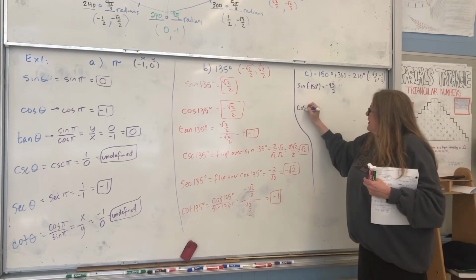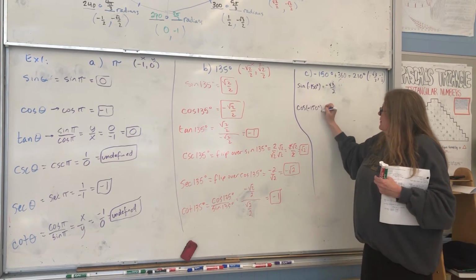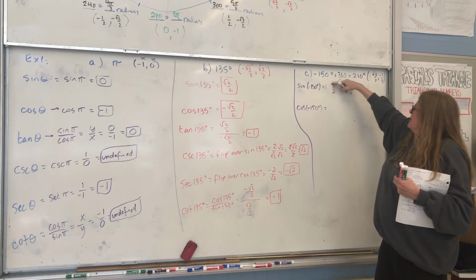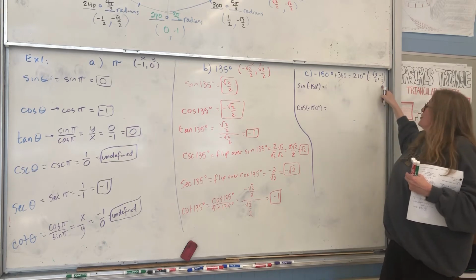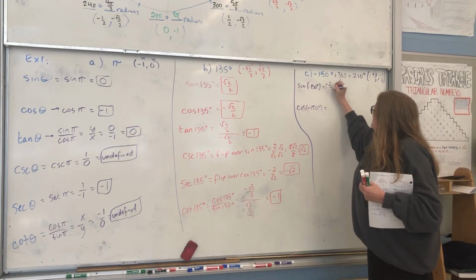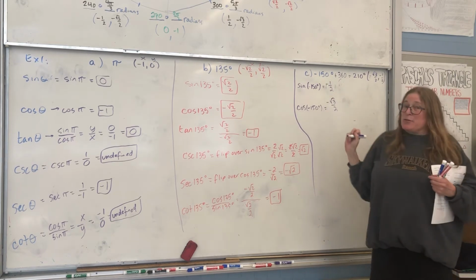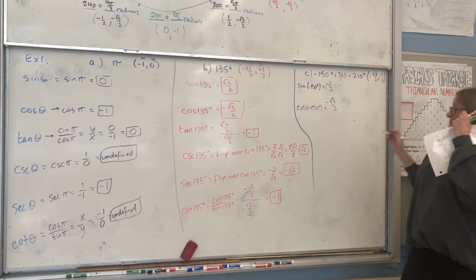The cosine of negative 150 is equal to, oops, sorry, I messed that one up, guys. Maybe I'm rushing. It's the y-coordinate. This is the x-coordinate. See, if one of you guys were here, you would have caught that.